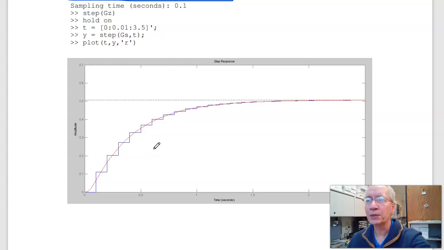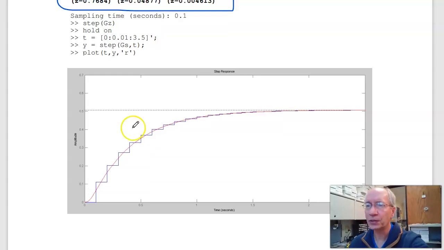If I plot the two step responses, I can do that as follows. I'll do step of G of z, that gives me the blue stair-step line. I'll hold that graph and then plot the step response of G of s, that's the red line. And you can see the two responses are almost identical. That's a pretty good model for the system.